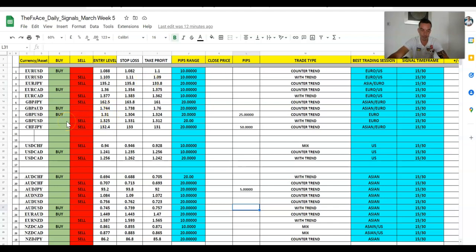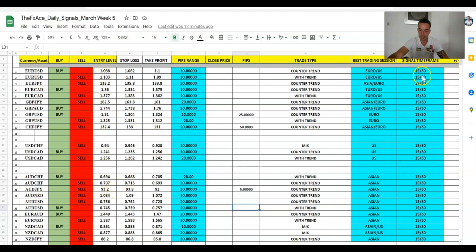Same as the British Pound USD. We can start looking for signals at 131.200, but can take any signal under 131. This goes with all these assets. So, pretty simple concept.